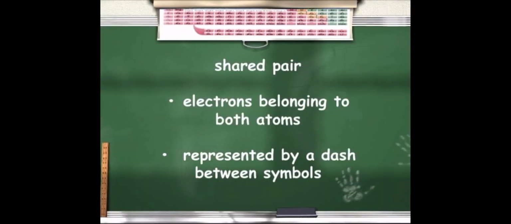In a Lewis structure, the dash in between the chemical symbols represents the electrons that are shared by the atoms forming the covalent bond. These electrons are called a shared pair of electrons.